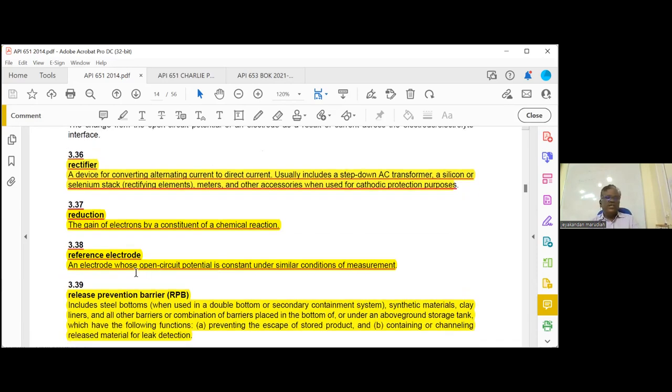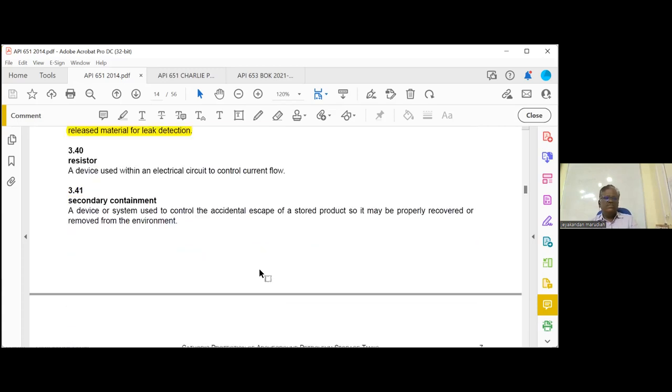Then reference electrode: the electrode whose open circuit voltage is constant under similar conditions. The normally used reference electrode is the copper sulfate reference electrode. We use it to measure how much voltage is coming through the soil. But there are others, like calomel and aluminum, which can also be used.